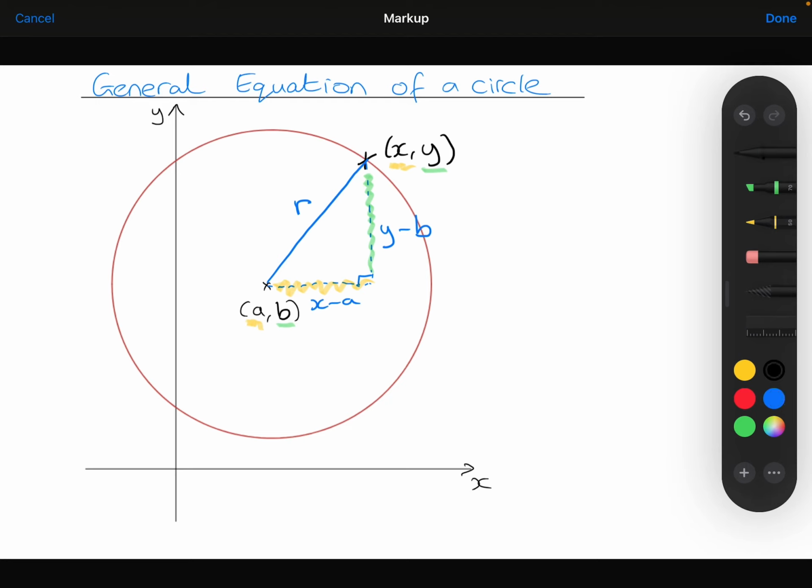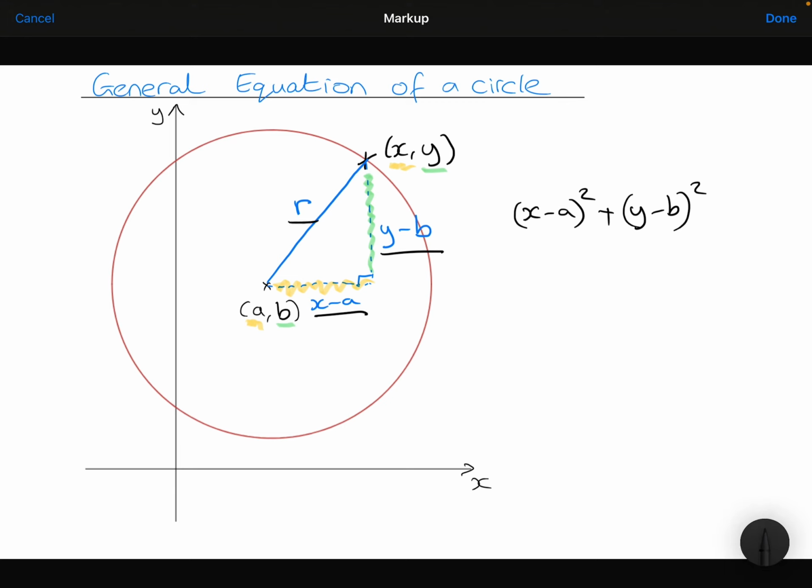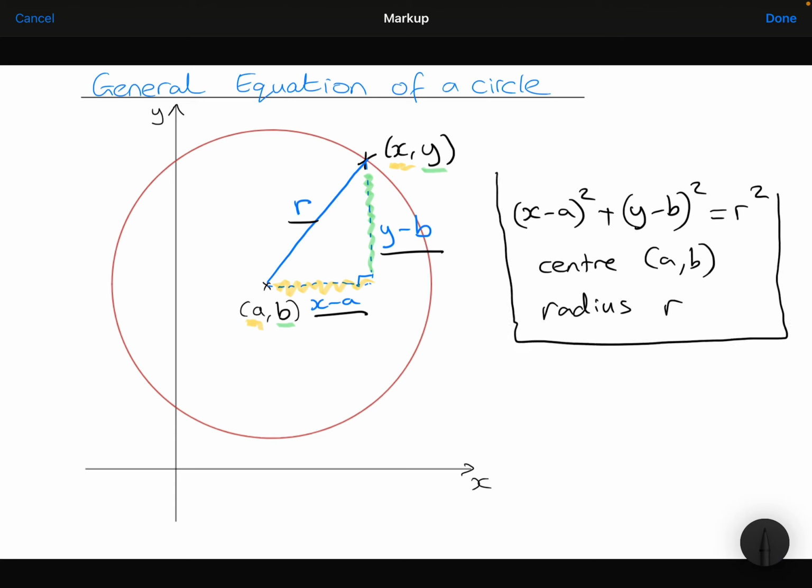So, doing a little bit of Pythagoras here then, we've got (x minus a) squared plus (y minus b) squared equals the radius squared. And this is the general equation of a circle that has centre (a, b) and radius r. All circles can be written in this form.